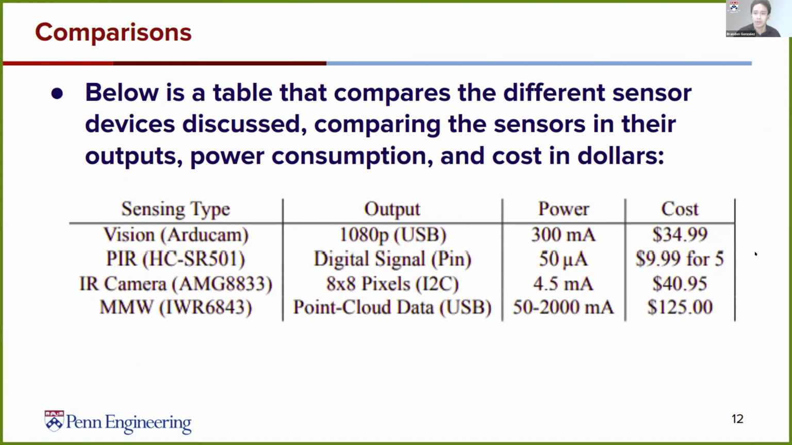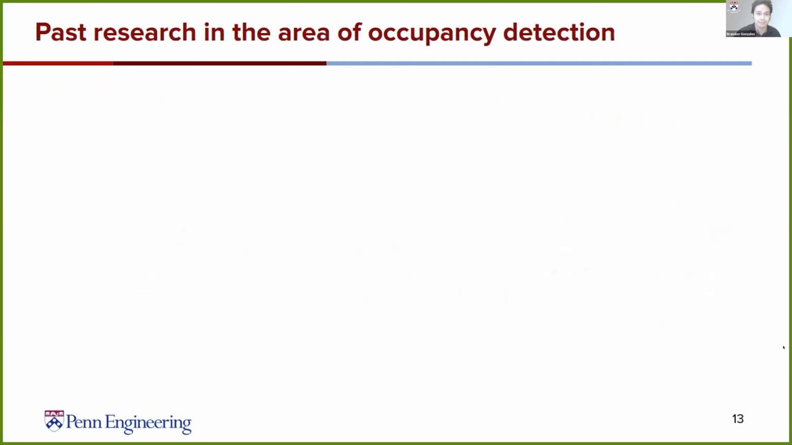cost. So one thing to know is that the millimeter wave sensor is expensive, at least the one that we ended up using. So that's the pitfall of millimeter wave sensors compared to something like a PIR sensor, which you can get for very cheap. So this is just a broad overview of the different kinds of sensors that we use for this project.